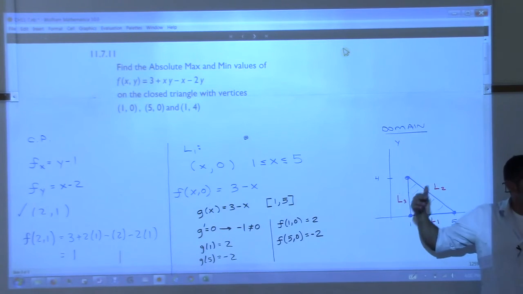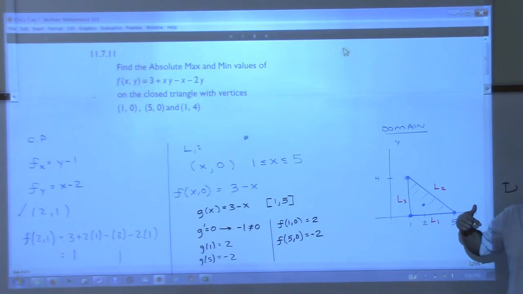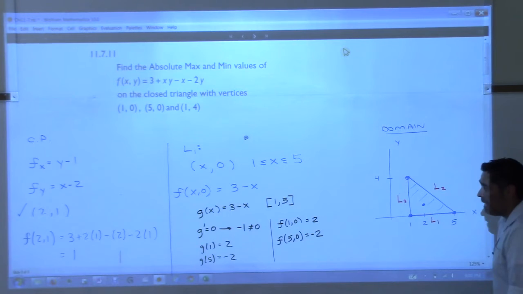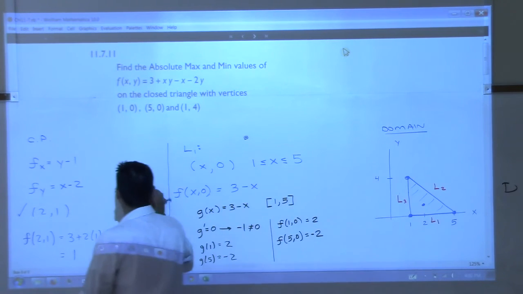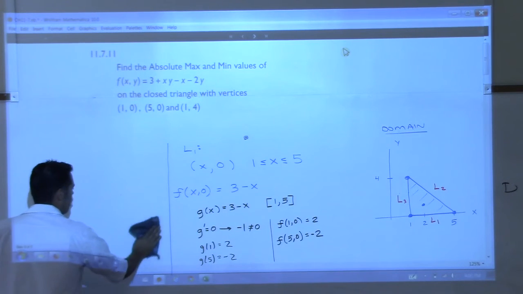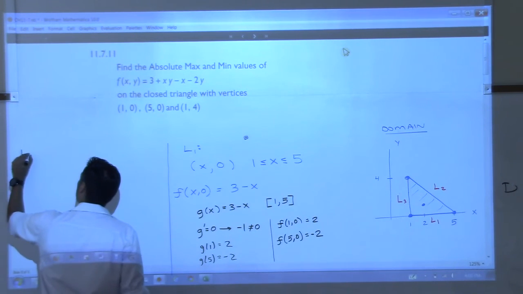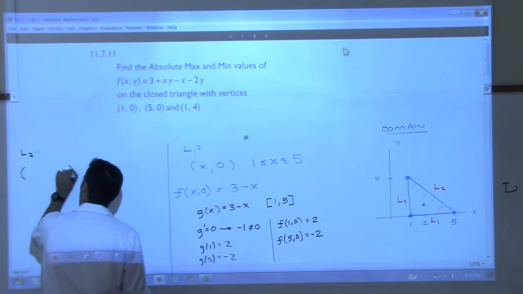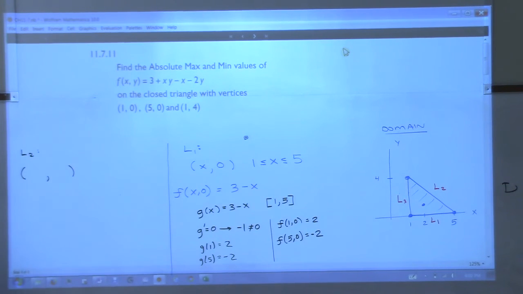And we just got to do the same thing now all the way around. Okay? And at the end, we compare. So let's go to L2. L2 is a little bit trickier than L1. So tell me about all the ordered pairs on L2.